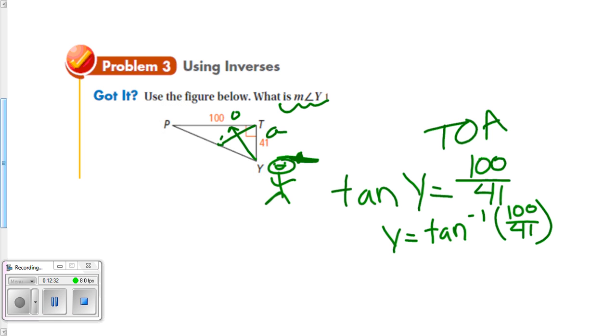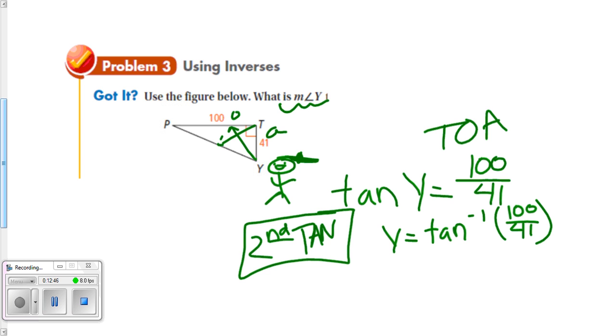If you look at your calculator, if you have a graphing one, to get the inverse of the tangent, it's in blue above the tangent button. So I'm going to hit second tan. Whenever I'm finding an angle measure, I'm going to hit second the trig function, versus if I'm finding a side, I'll just hit tangent or sine or cosine. But here I'm going to hit second tangent, and I'm just going to type in 100 divided by 41.